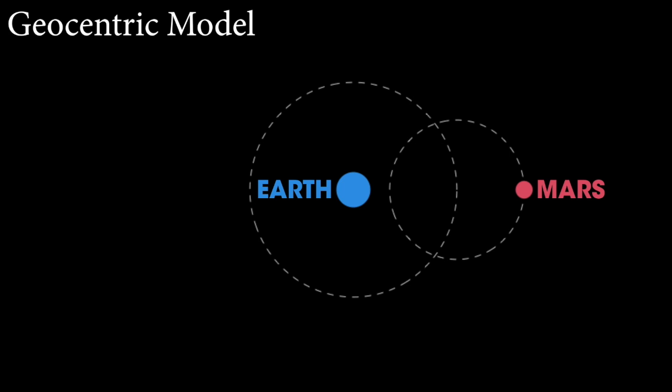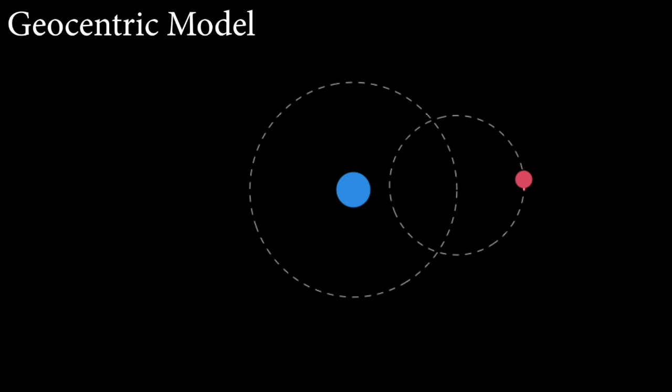And then Mars and the other planets orbit the Earth, but they orbit on orbits. And so what you're seeing here are two circles. There's the first circle around the Earth, and then there's a circle that goes around it. And I'm going to start this animation, and you'll see that Mars has an orbit, and that orbit orbits the Earth. And that's the geocentric model.